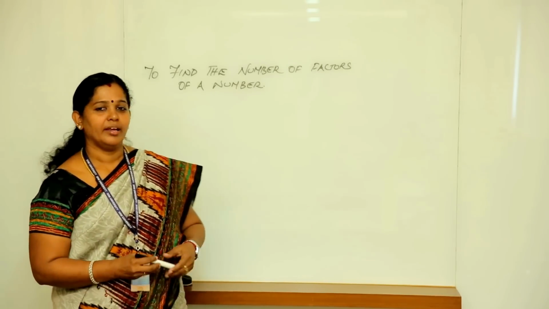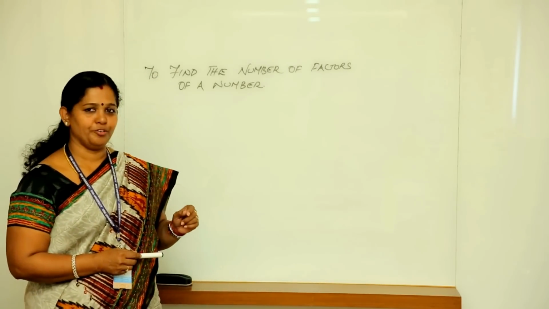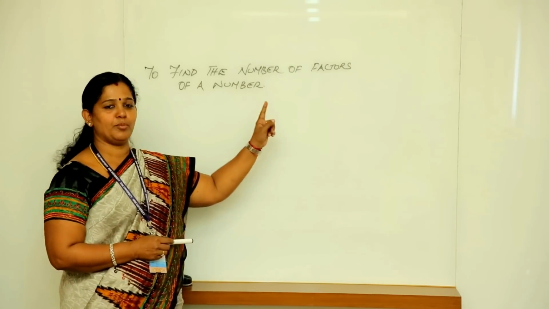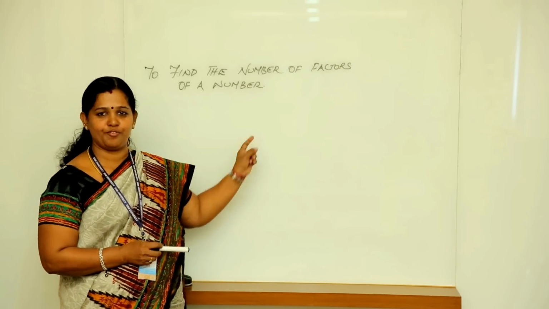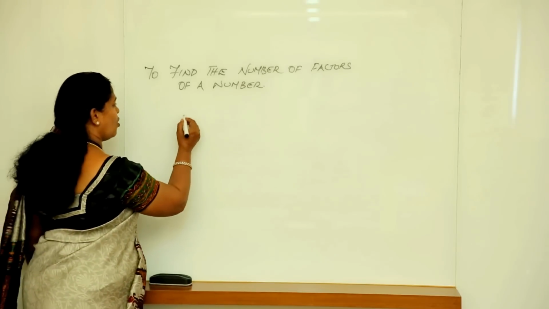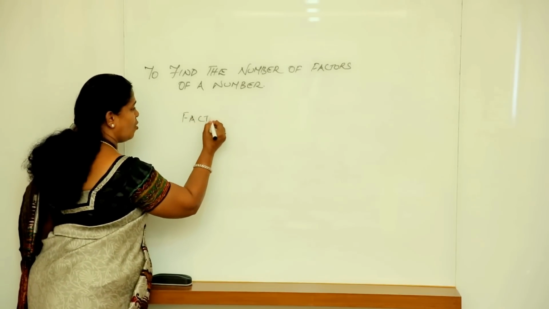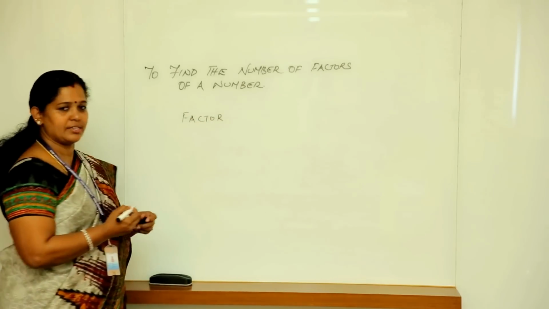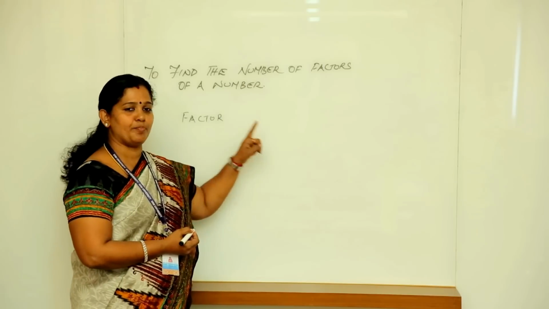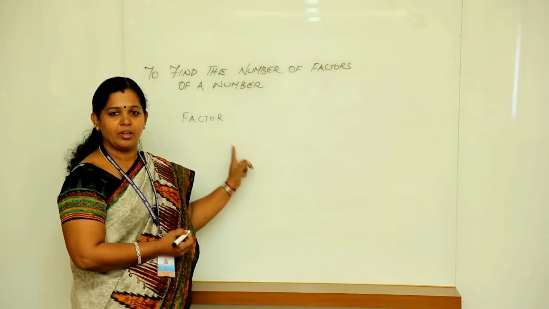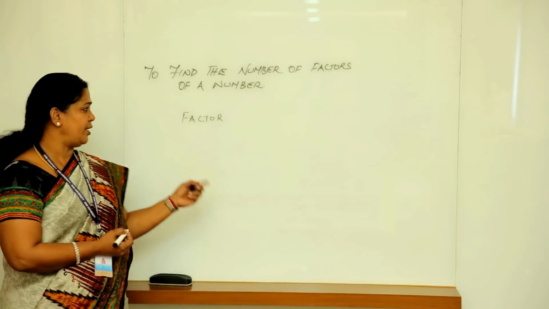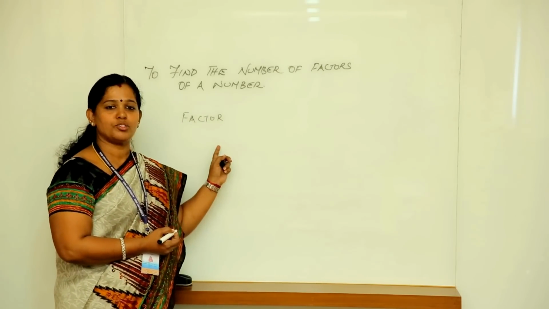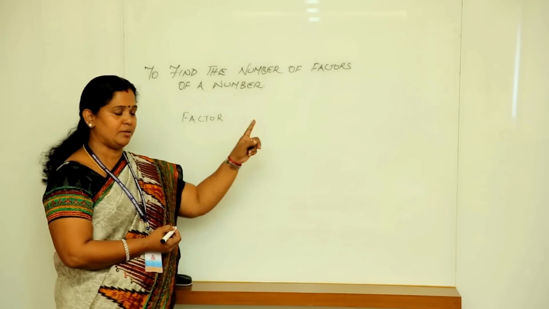Hi students, in today's session we are going to find out how to find the number of factors of any number. Before going into finding the number of factors, let us see what a factor is. As you are all aware, a factor is a number which divides a particular number completely, or otherwise a divisor. So, factors are those which will divide a number completely.